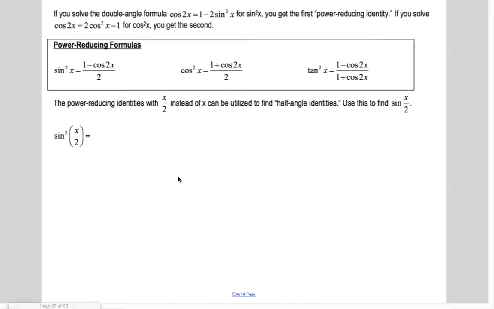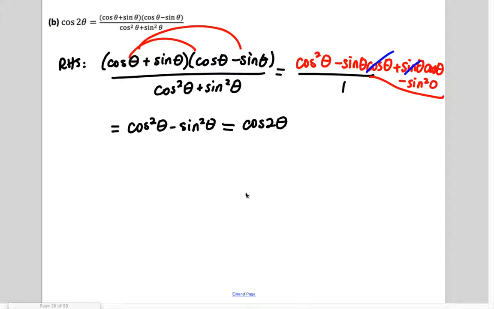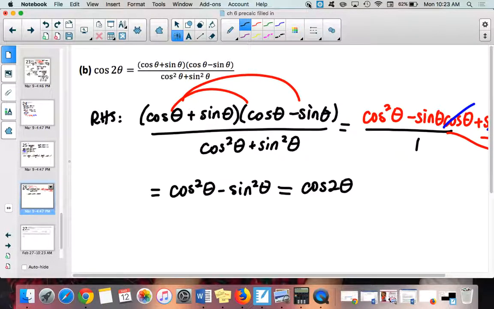All right, so we're going to stop there for now, and then we'll do half angle next time. Am I going too fast?